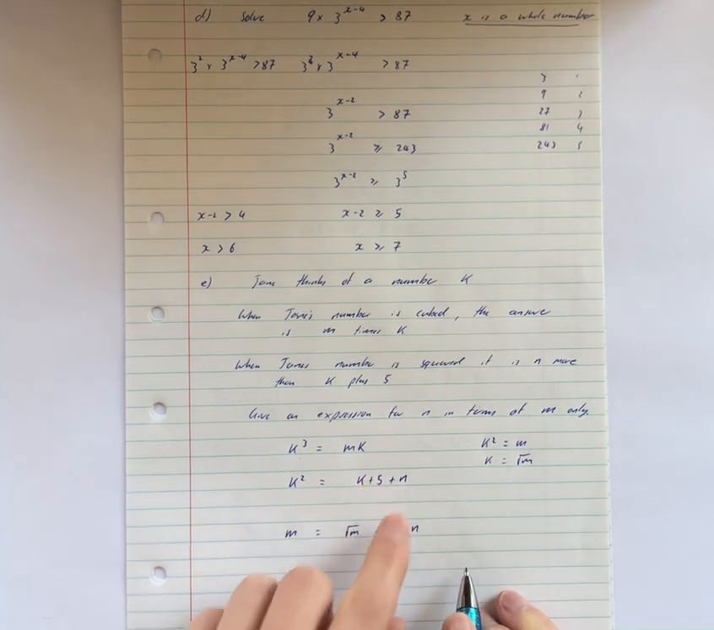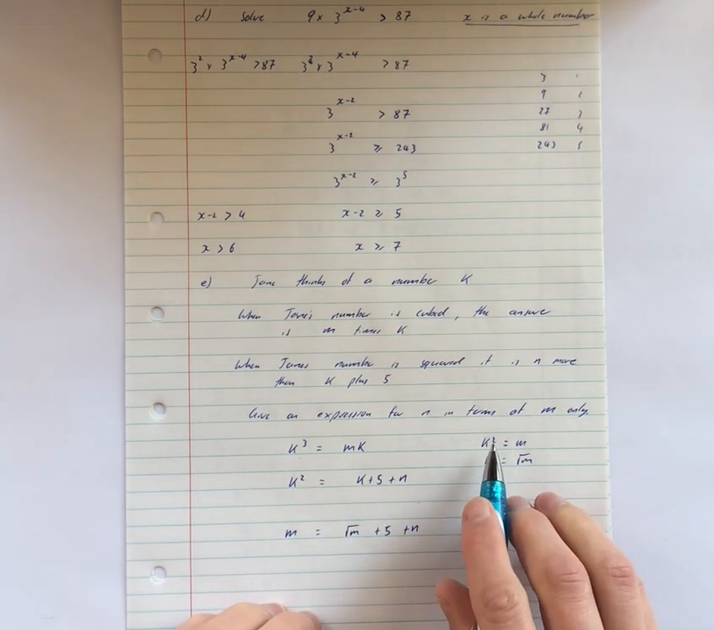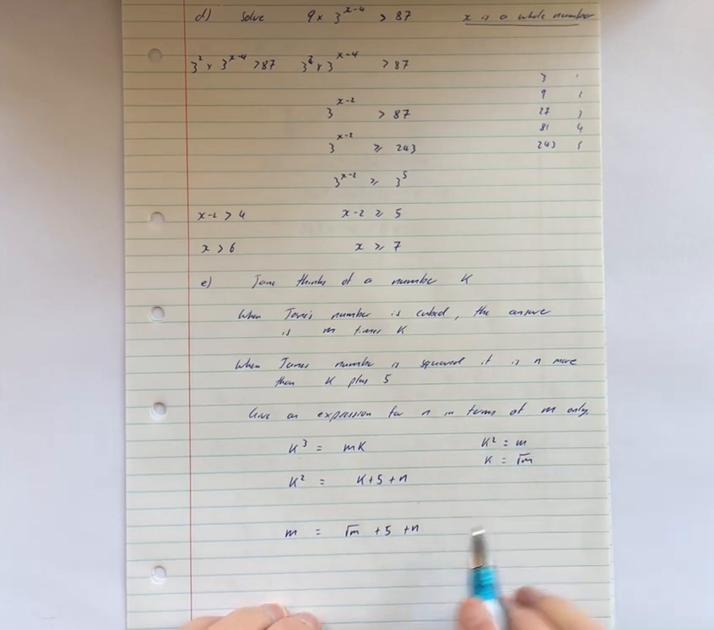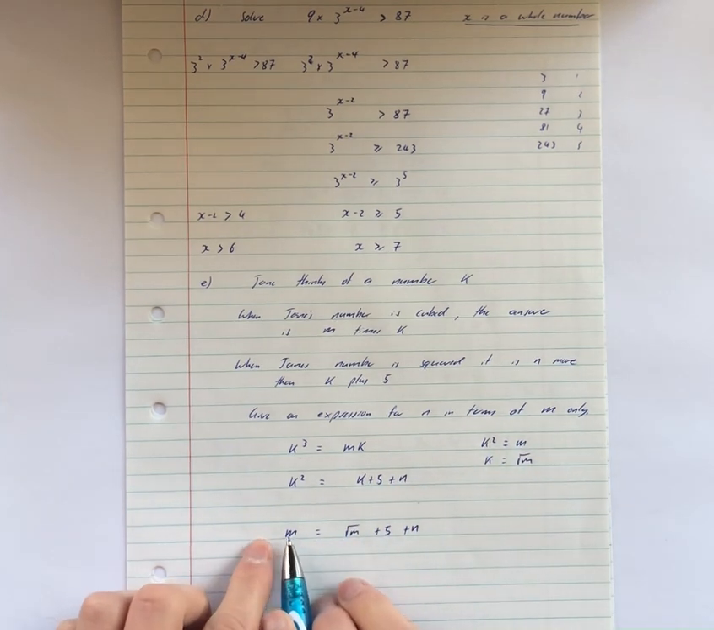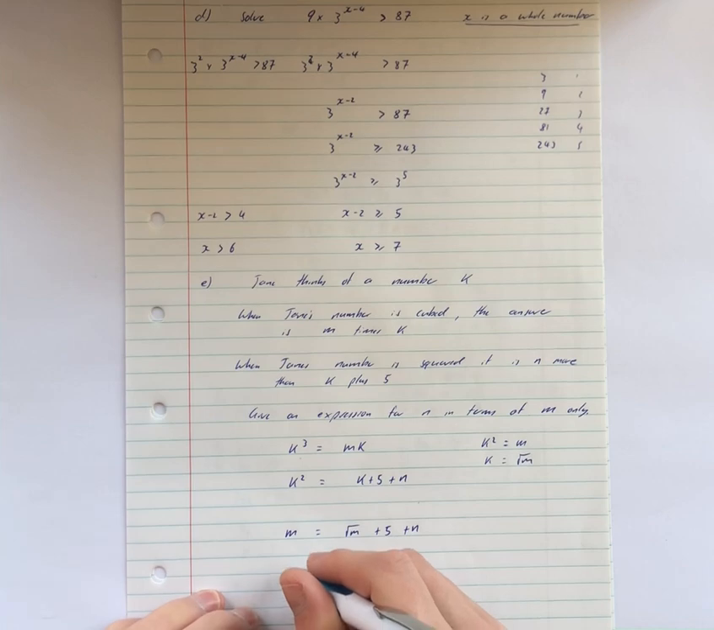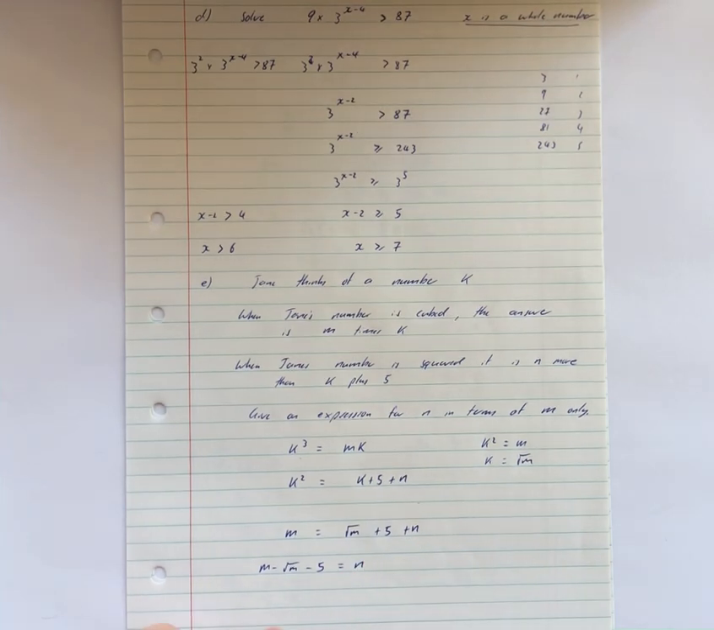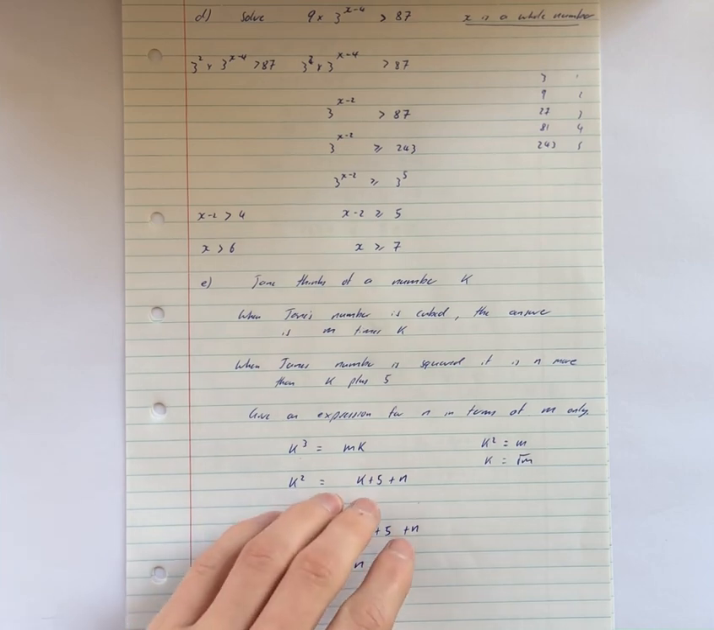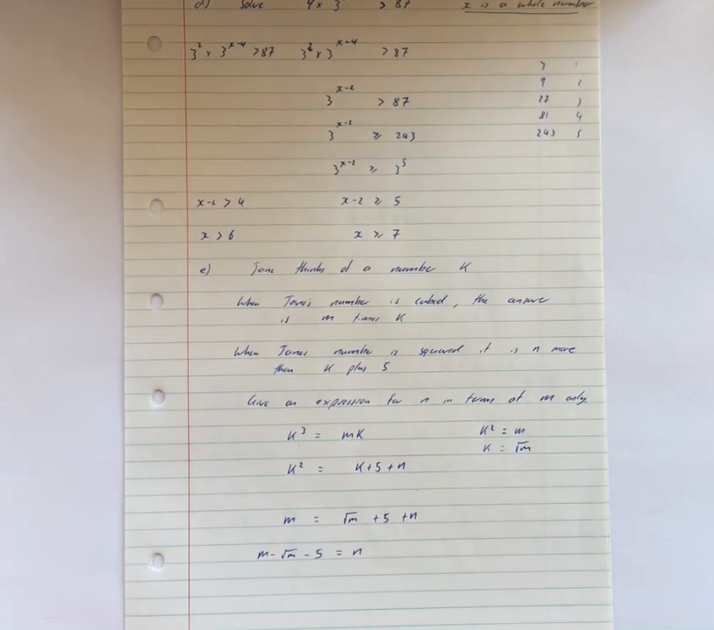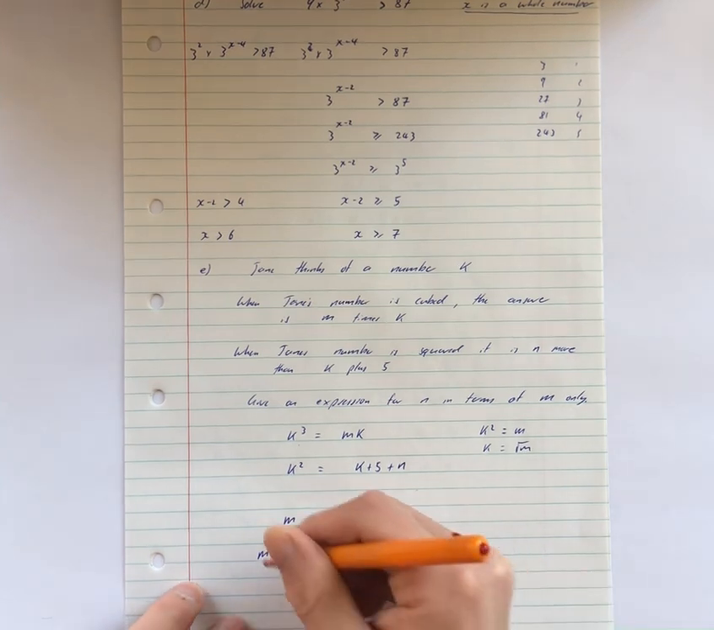And we've got plus 5 plus n. And we wanted an equation for n in terms of m. So we're just going to have to subtract the square root and subtract the 5. So m minus root m minus 5 equals n, we've now got an equation for n in terms of m. It's a neat little problem. Okay. That is the end of question 1.